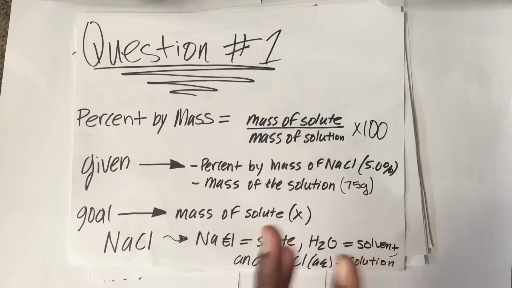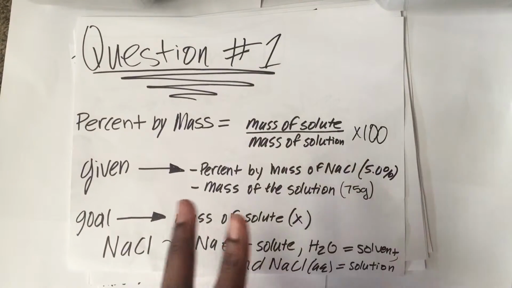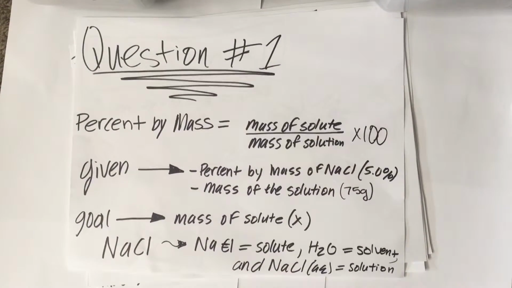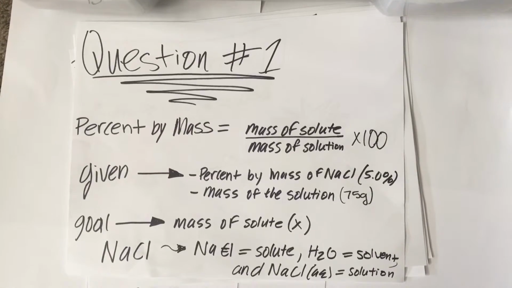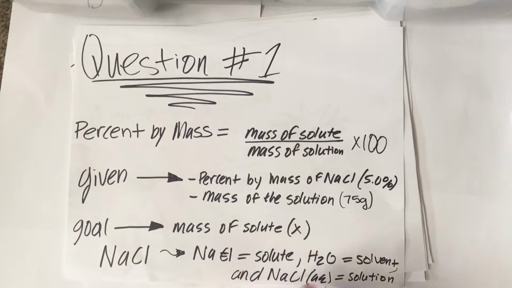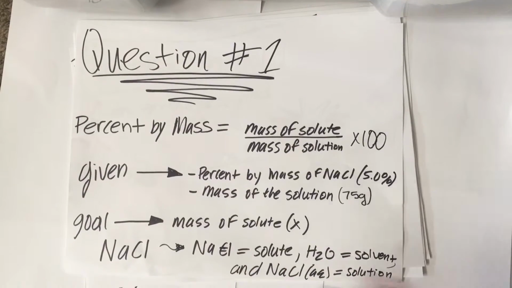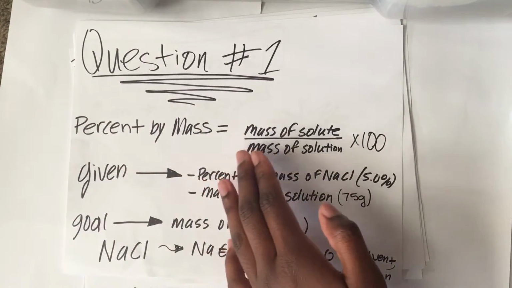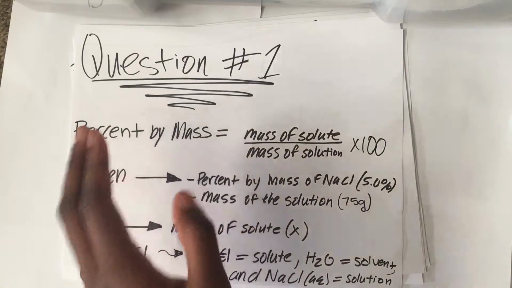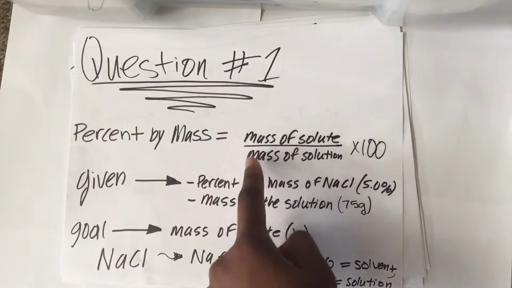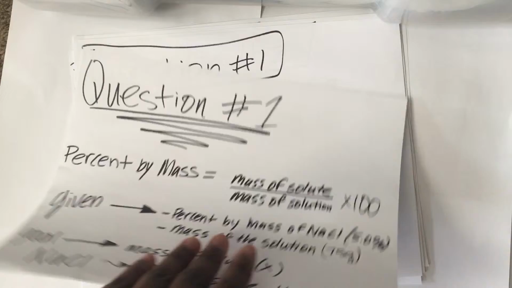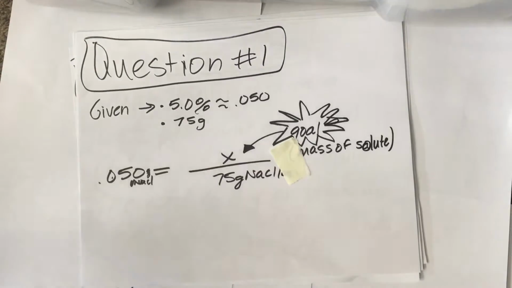Whenever I'm trying to figure this out, you're probably like, oh, which one is the solute, which one is the solution? Normally in these problems, that's where people mess up. I know that's where I used to mess up. So what you would do is break it down. You say NaCl is the solute, H2O is the solvent, and NaCl aqueous is the solution. We're going to be using the mass percent equation: mass percent equals the mass of the solute over the mass of the solution times 100. Which is very important. Make sure you always multiply by 100.